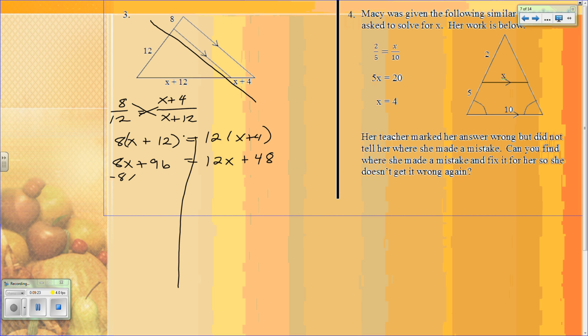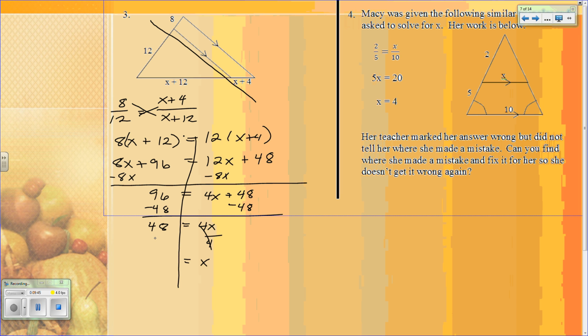So I'm going to subtract 8x from both sides. I get 96 equals 4x plus 48. Subtract 48 from both sides. And I get 48 equals 4x. And divide both sides by 4. And I get that x is 12. So this time x is 12.